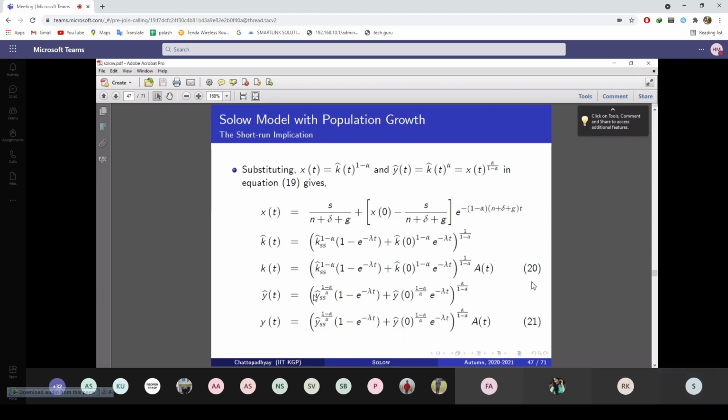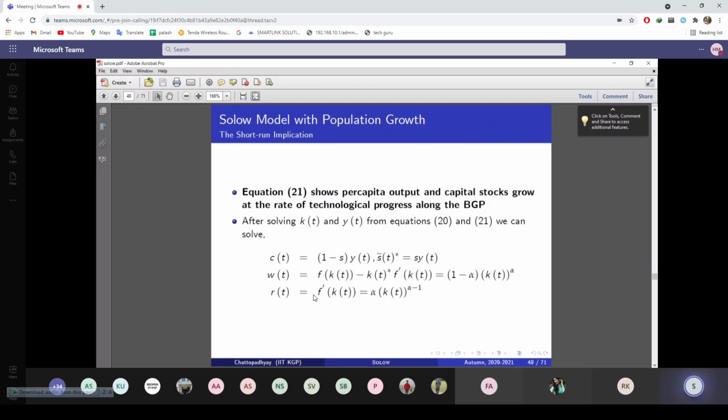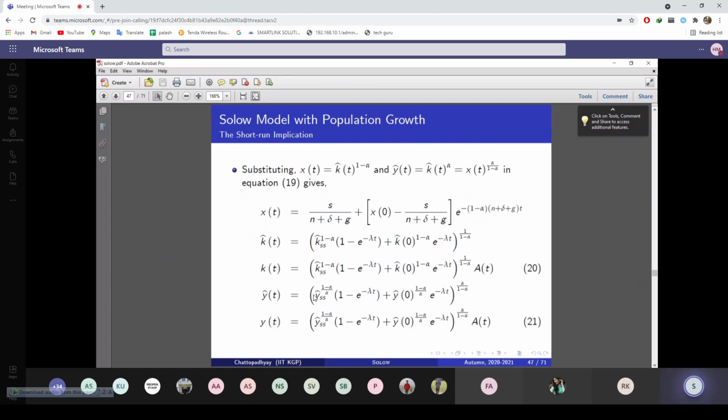Okay, so the rate of convergence of a particular variable to this steady state value is this lambda, 1 minus alpha times n plus delta plus g. This is the rate at which xt is converging to a steady state value. Okay, this is basically the steady state value.